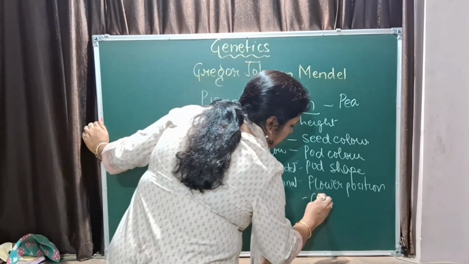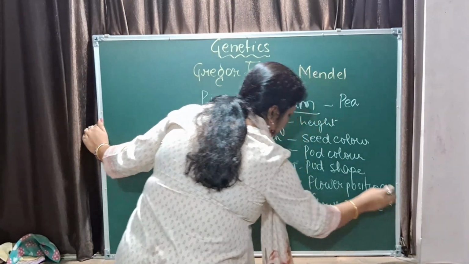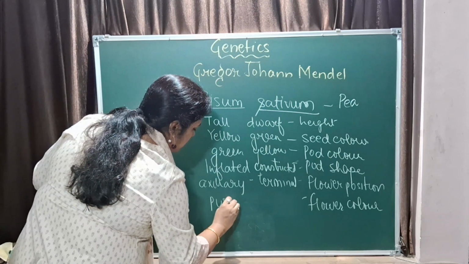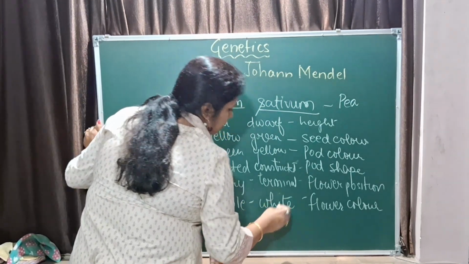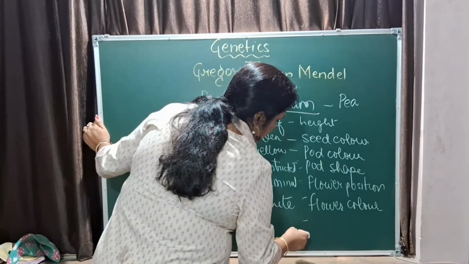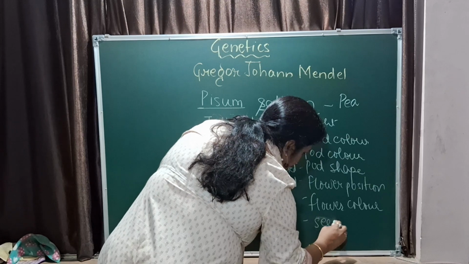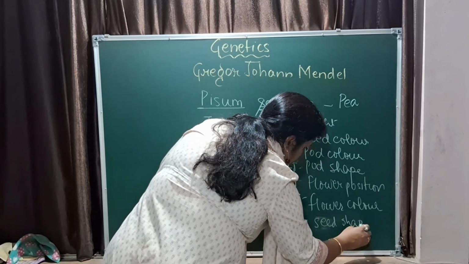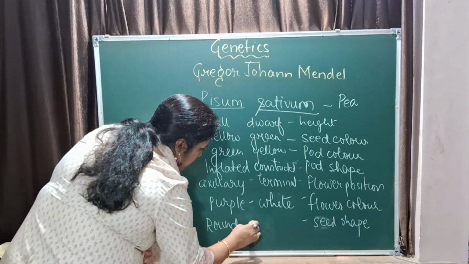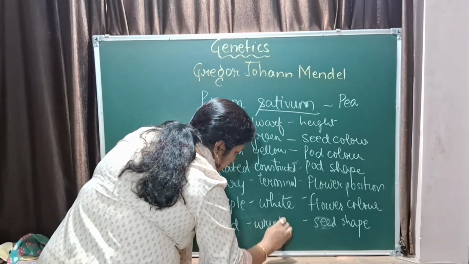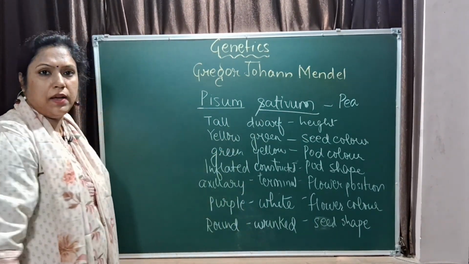Then it was flower color. Flower color was purple and white. And the last one, the seed shape. That was round and wrinkled. Now, these 7 traits were studied by Mendel.